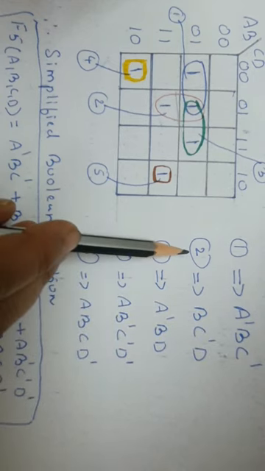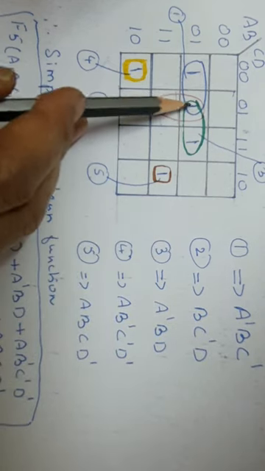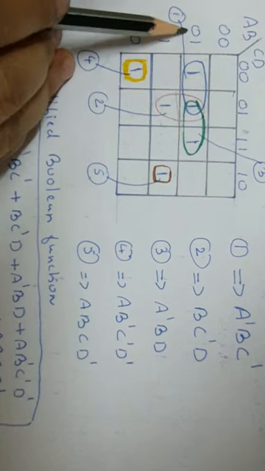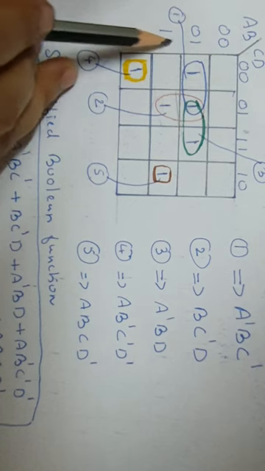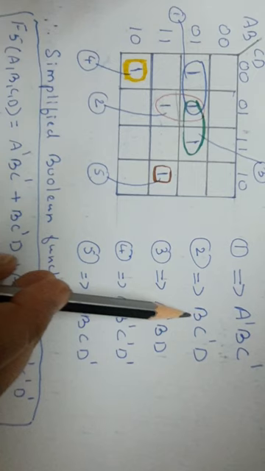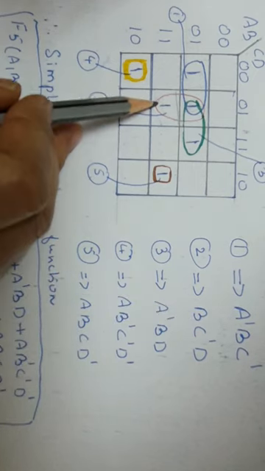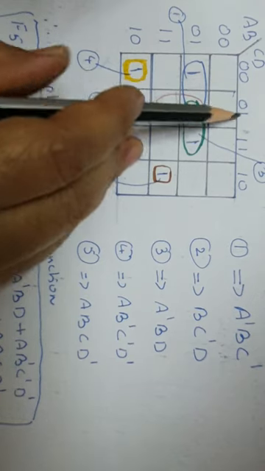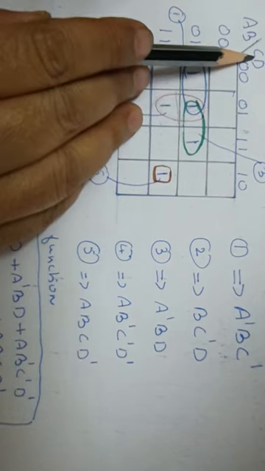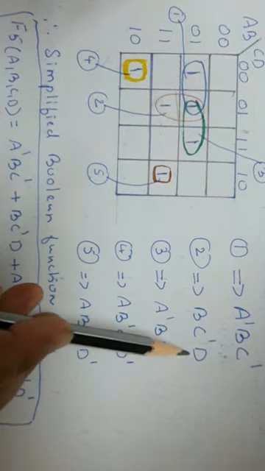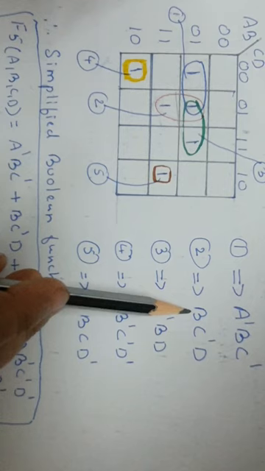Next, in group 2, how many members? These two fall in two rows. So here 0, 1, 1, 1, this 1 is common with respect to B, hence we have written B. So in the second group, row wise B is common. In the second group, column wise these two 1s come in the same column, so 0, 1 is common with respect to CD, so C dash D. So in the second group, row wise B is common, column wise C dash D is common, both we have written here.